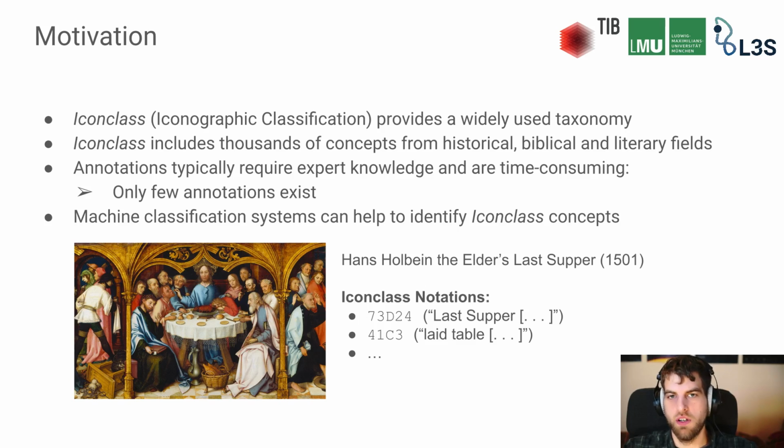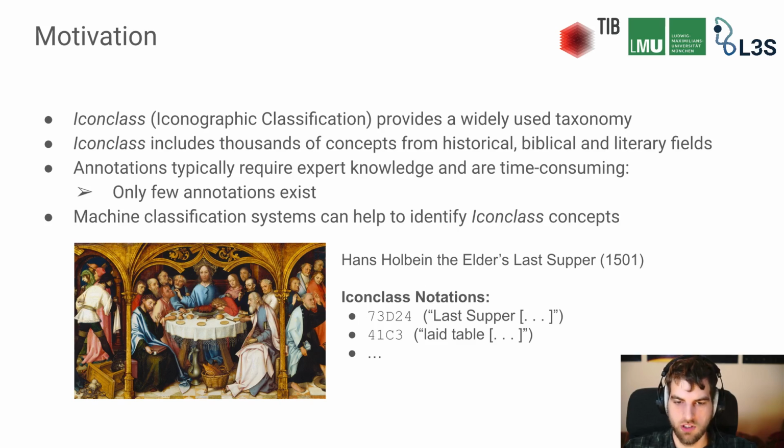It's very common in art historical institutes and museums, but it requires expert knowledge to annotate an image with the schema, and so it's a very time-consuming process. Therefore, this annotation schema is only actively annotated by a few institutes, which slows down the indexing of large-scale art historical archives. To speed up this process and improve the distribution of Iconclass, an automatic image annotation system would be very helpful. And here in the slides, for example, we see some annotation examples for the image Elders Last Supper.